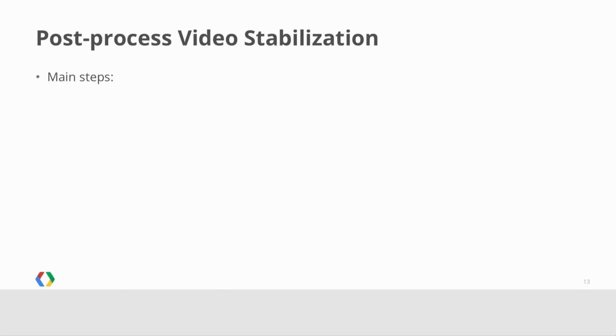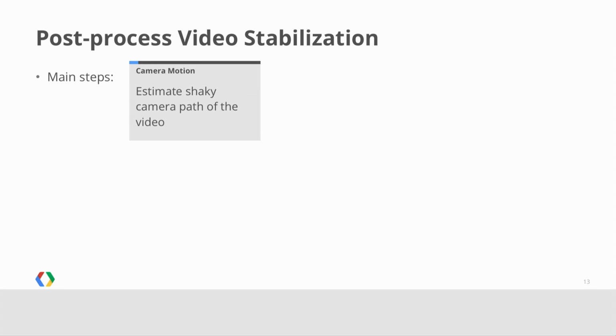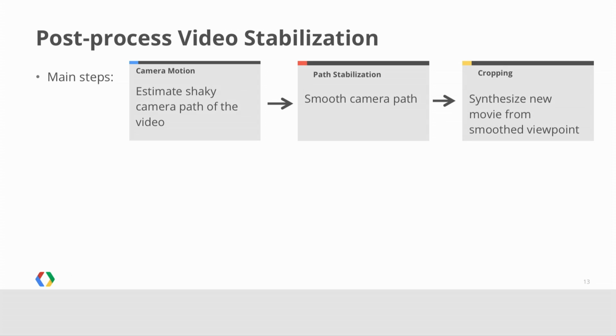There are three main steps in doing post-process video stabilization. We start by estimating the shaky camera path of the video. This is where you try to figure out or recover how the user was moving the camera while capturing the video. The second step is to smooth the camera motion, the original shaky camera motion, to obtain the stabilized camera path. And finally, you want to render a new video or a new movie from the viewpoints of these stabilized camera paths. So let's look at an example.